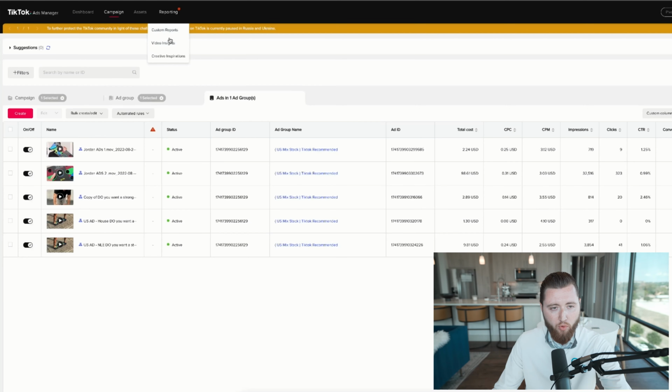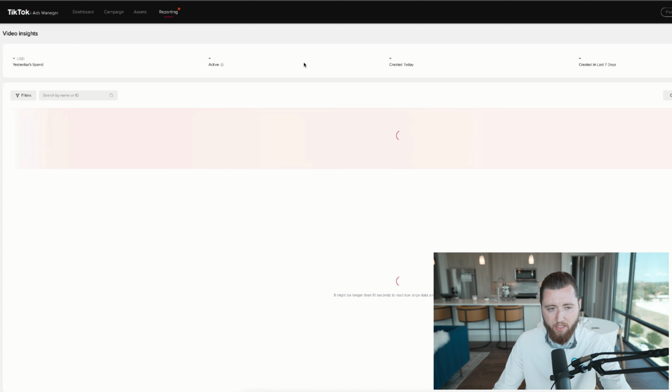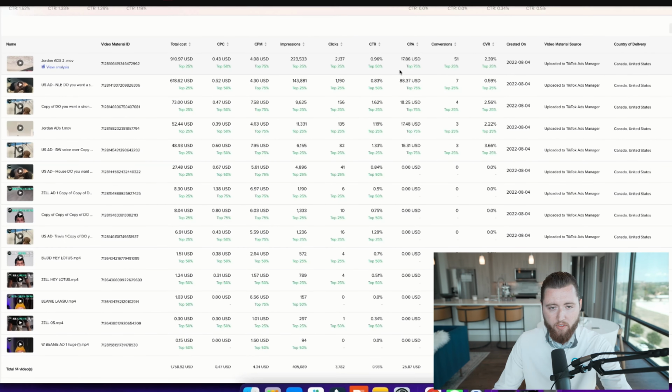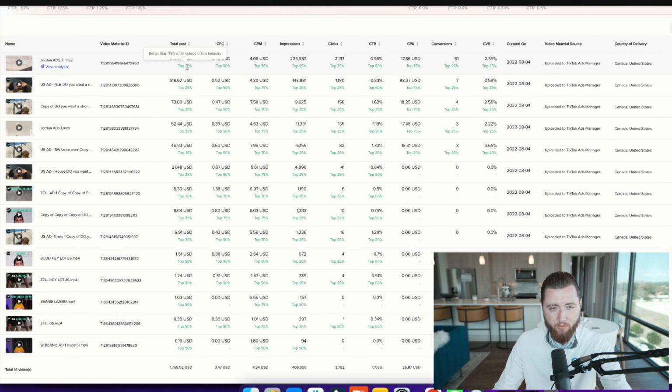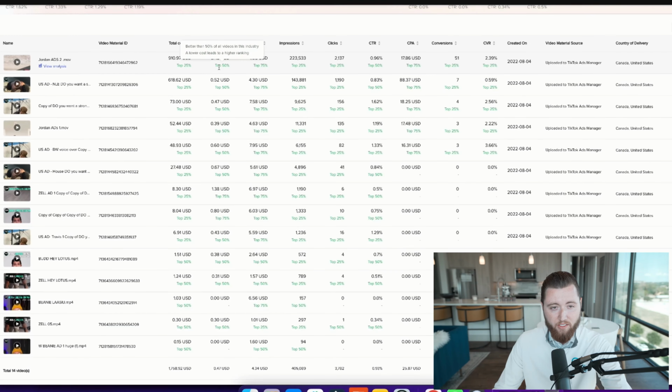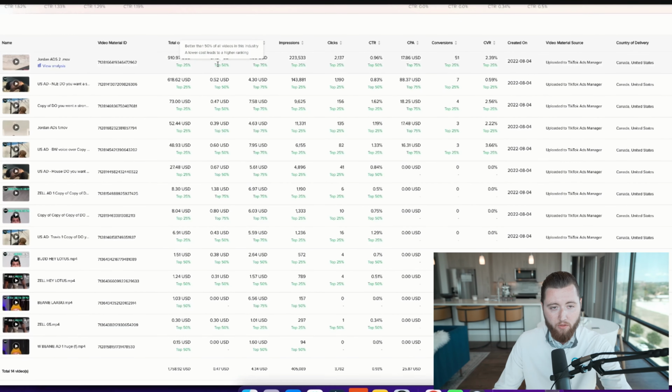And if we go to reporting and click on video insights, we can actually see the breakdown here as well. And you can see that we're in the green on all of these metrics, and we're in the top 25%, which means we're better than 75% of all other videos in this space. Top 50% for lowest cost per click.